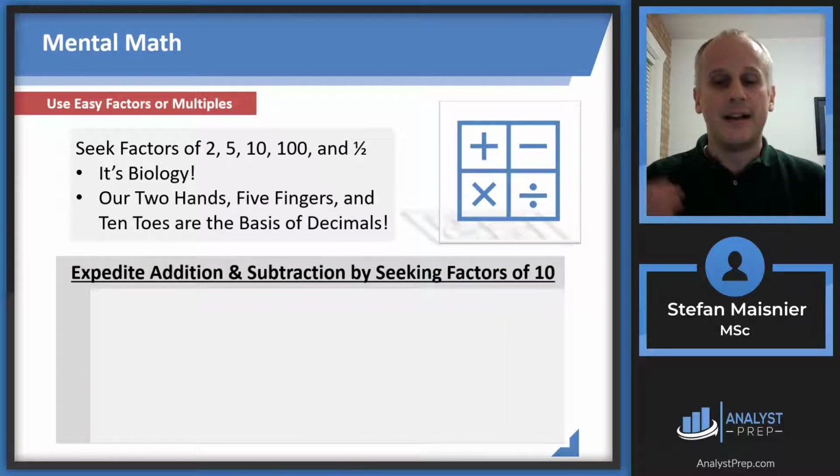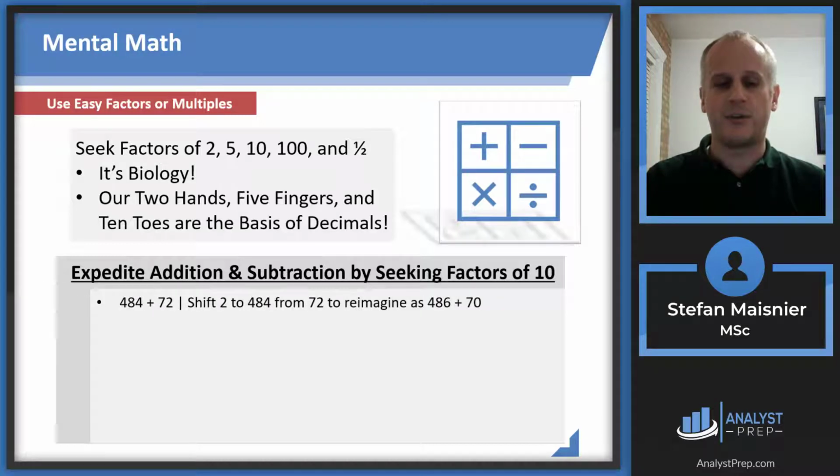And so you can also, as we kind of alluded to with that earlier example involving 1,192, expedite addition and subtraction by seeking factors of 10. So let's look at how that'll work. For instance, 484 plus 72. First, let's just mentally shift that 2 from 484 to 72 and reimagine the addition as 486 plus 70, which is the exact same thing as 484 plus 72, and it just makes the mental manipulation easier.